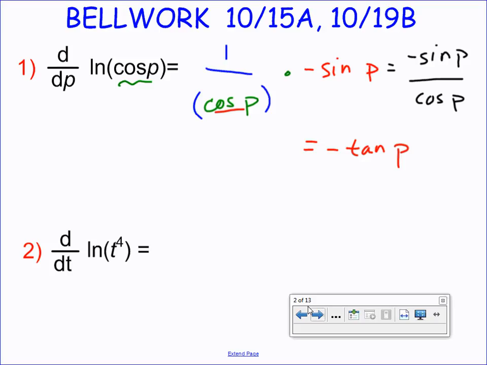And again, if you already had that, who already had negative tangent of p? Yes, you did. Good job. Let's take a look at number 2.